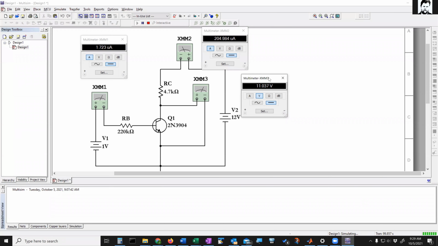Okay, and then we also see that the collector current is increasing pretty good now, right? It's hundreds of microamps. So we can do a quick check here. We have a base current of 1.7 and we have a collector current of 205. So remember, these are supposed to be related by that factor beta. So IC is supposed to equal beta times IB. So we can get a rough idea of what beta is here.